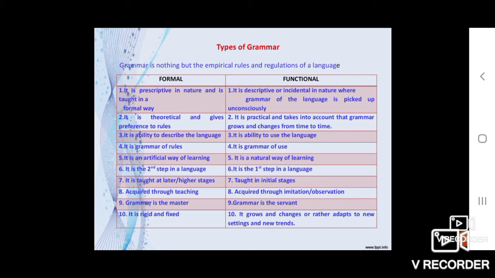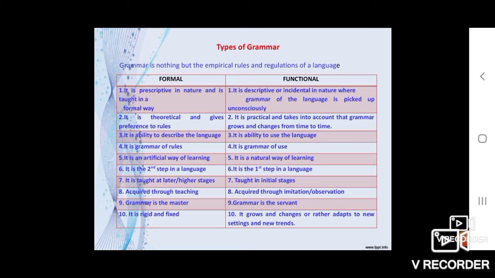The grammar which we have been studying since our school days. Right now, even we are studying this type of formal grammar, where parts of speech, then tenses, then sentences, direct, indirect, change the voice. These are the types of such formal grammar.